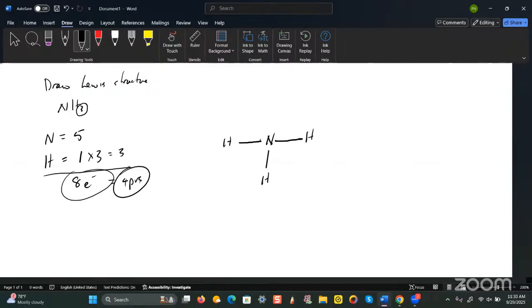Well, typically you put the 4th pair on the atoms surrounding the central atom. However, you cannot do that for hydrogen, because hydrogen can only have 2 electrons on its outer shell. So that means that those 2 electrons you'd have to place on the nitrogen like that, and this would be the final answer. This would be the Lewis structure of ammonia. So that's basically how you would do that.